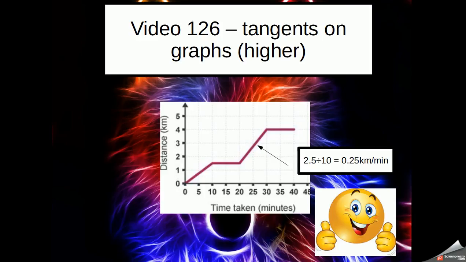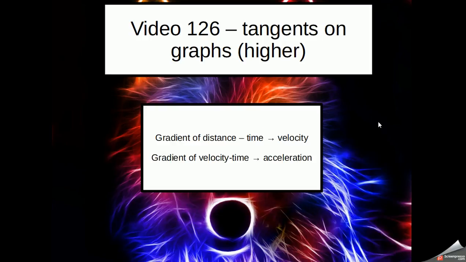So for this slope by here, y goes up from 1.5 to 4. So that's 2.5 kilometers. And then the time it's taken to do that is from 20 to 30, which is 10. So 2.5 divided by 10, it's going 0.25 kilometers per minute. So that's simple enough with a straight line to work out the gradient, just the difference in y divided by the difference in x.